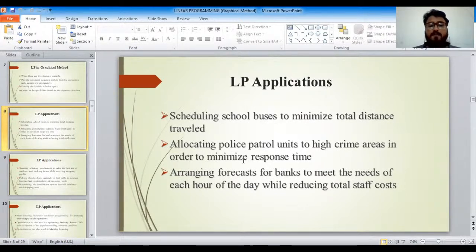Third, arranging a forecast for the bank to meet the needs of each hour of the day while reducing total staff cost. It guides us to maximize the profit through the limited resources that may be machinery resources and the labor resources. So through this method of linear programming we will be able to achieve our objective in minimum possible time and with the optimum utilization.